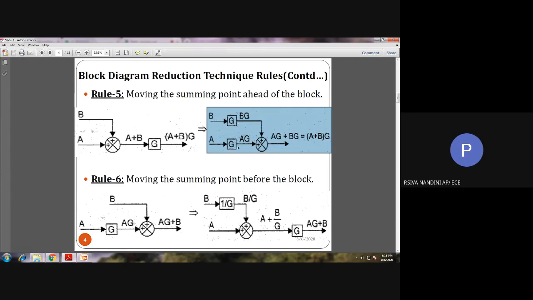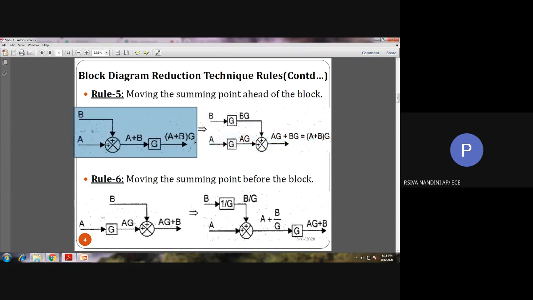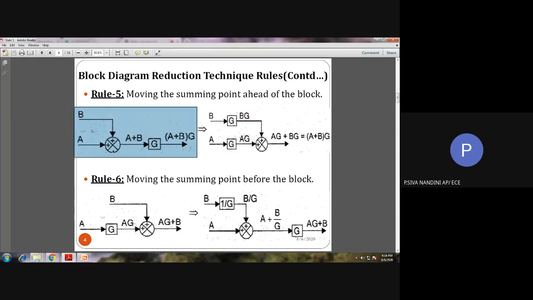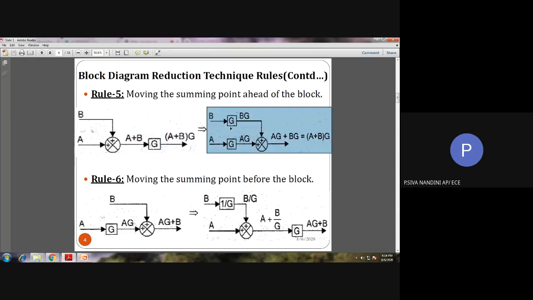Here also we have included G. So our input to the summing point will be AG plus BG, so AG plus BG is equal to (A plus B) into G. See here, here also we have obtained the output (A plus B)G. Here also the output is (A plus B) into G. So for moving the summing point ahead of a block, we have to include that block G to the input of the summing point. This is rule number 5.